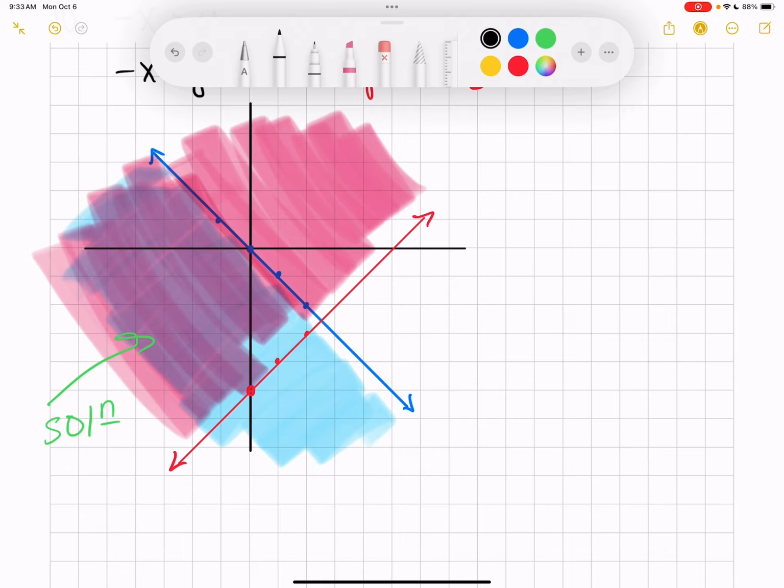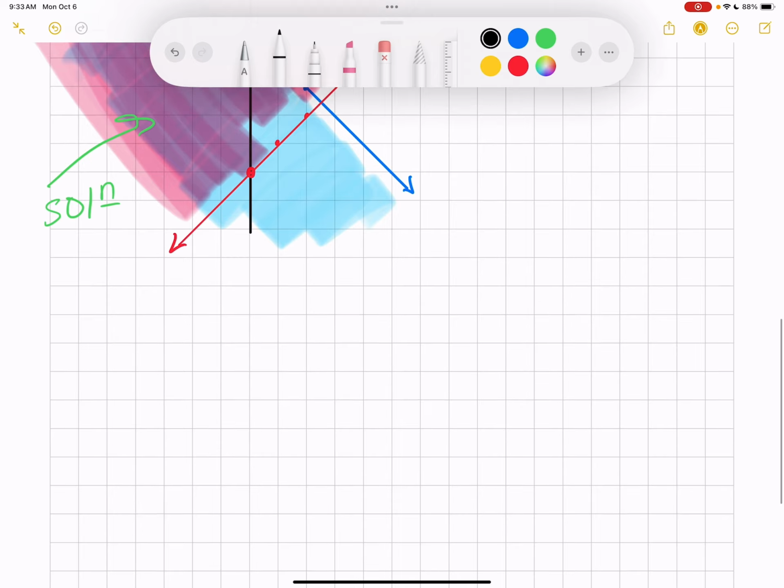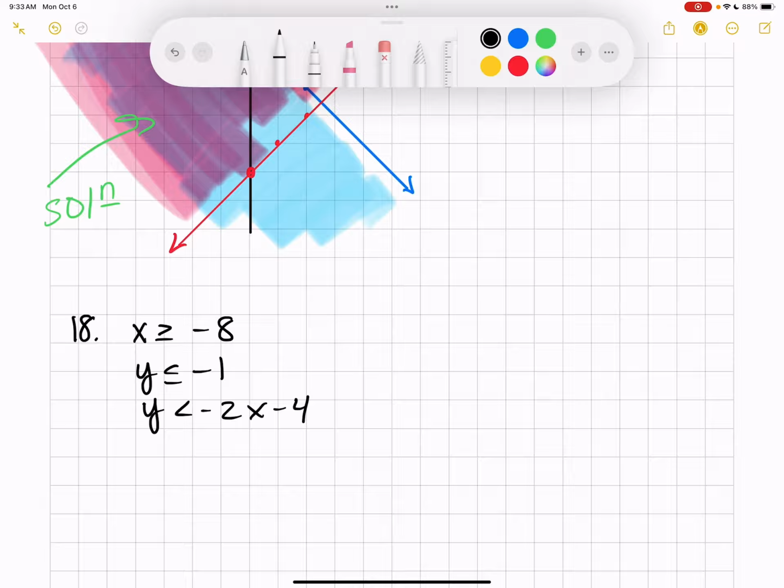Okay. So when there's just 2, not so bad. Probably not the end of the world if you were to just be using a pencil. However, the farther down we go, they get a little crazier. 18: x is greater than or equal to -8, y is less than or equal to -1, and y is less than -2x minus 4. What's the max amount that they give you?